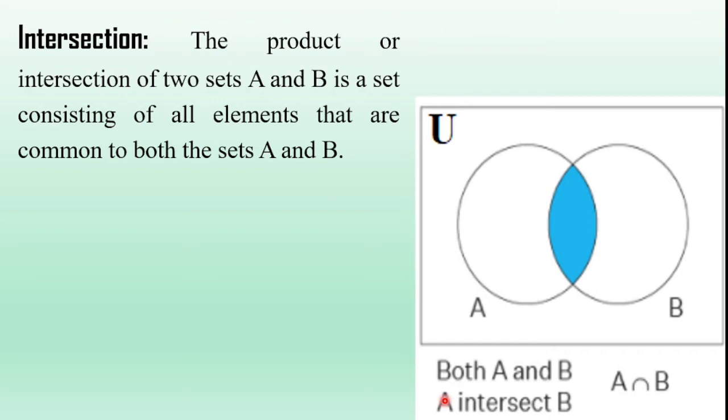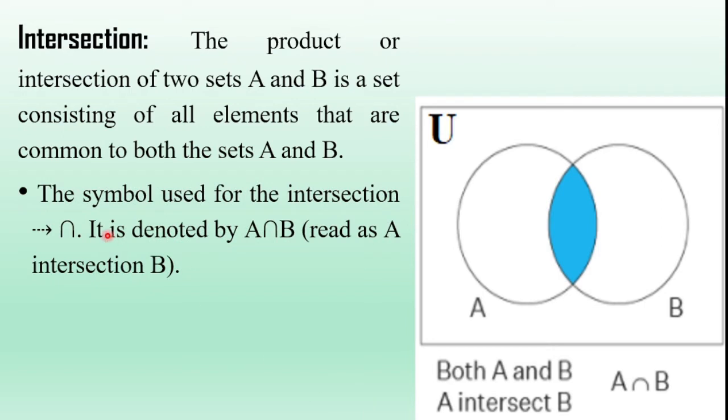So now coming to the intersection of sets. The intersection of two sets A and B is the set consisting of all the elements that are common to both the sets A and B. So the common elements of set A and set B, that is the intersection of the two sets.